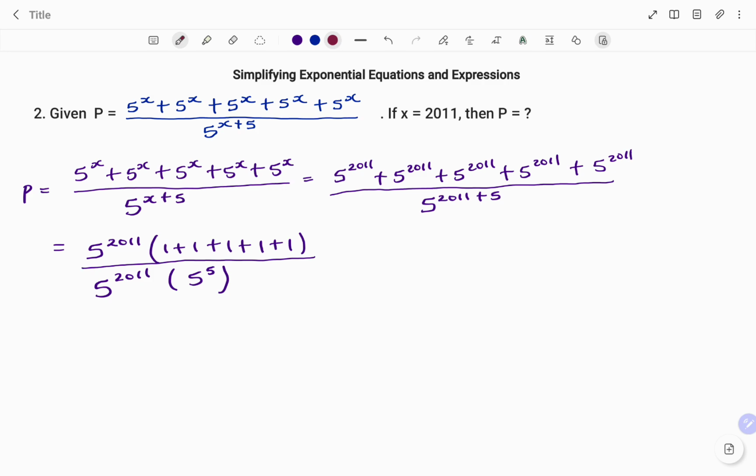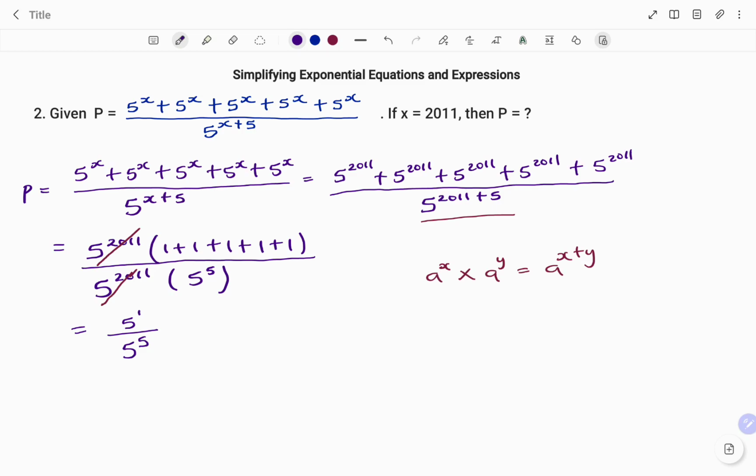Remember, laws of exponent, a to the power of x times a to the power of y is the same as a to the power of x plus y. So I've separated my 5 to the power of 2011 plus 5 into 5 to the power of 2011 times 5 to the power of 5. You observe that 5 to the power of 2011 cancels each other. Then I'm left with 1 plus 1 plus 1 plus 1 plus 1, that's 5, divided by 5 to the power of 5.